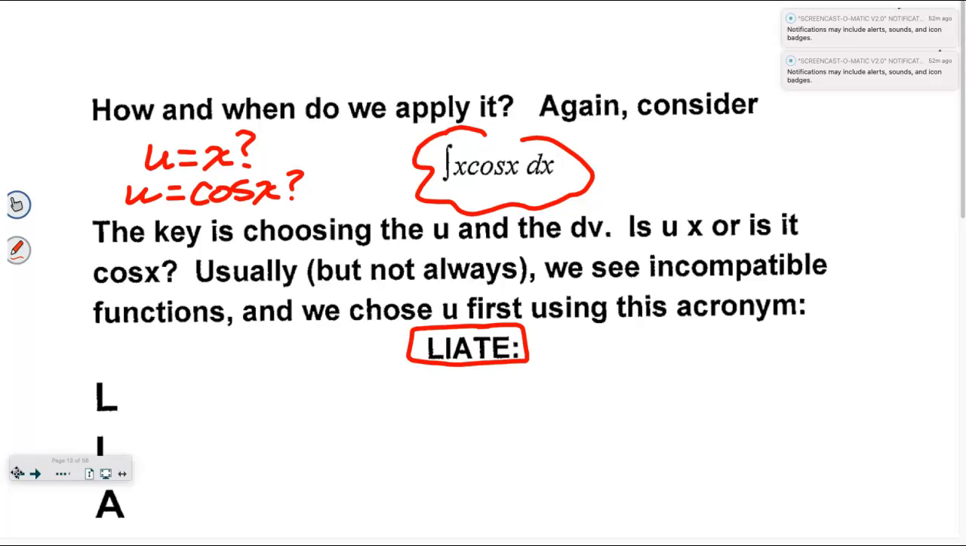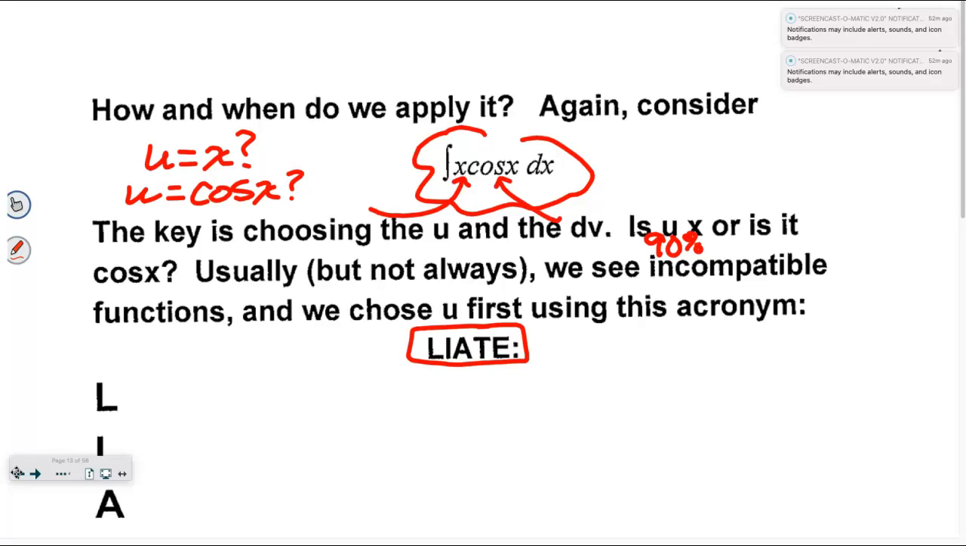And it gives you the hierarchy of who your U can be, and I'll define what they each stand for in just a second. They're each a different type of function. But even more than how to do it is when to do it. And I usually say 90% of the time, because it's not always, but it's a really good trigger, when you see what I call incompatible functions in the integrand.